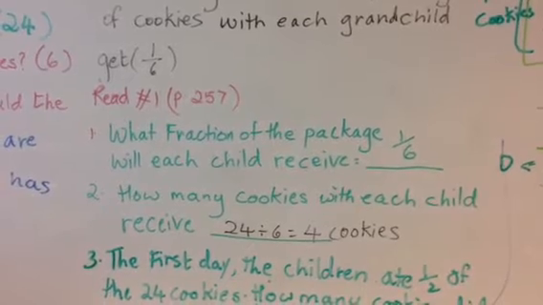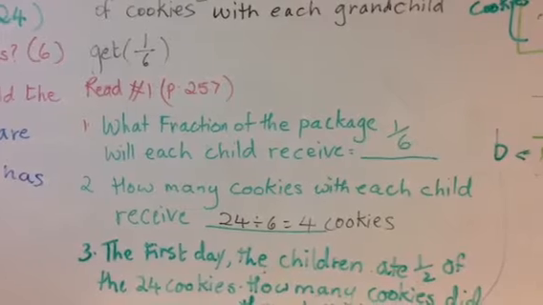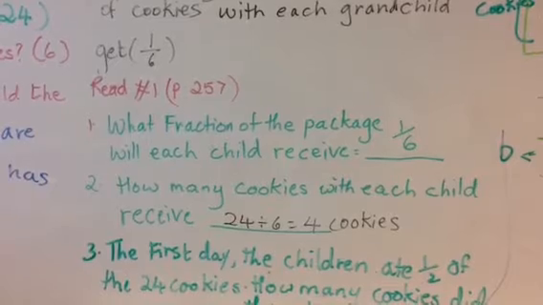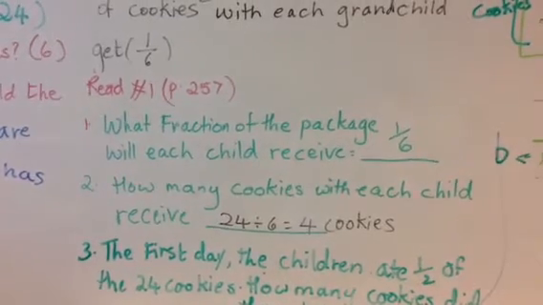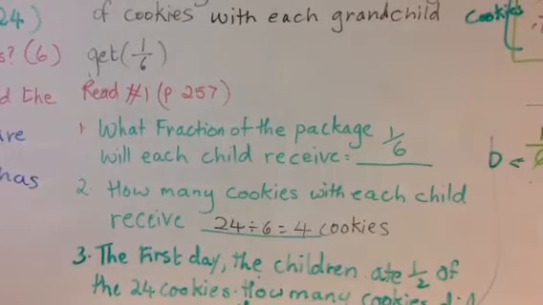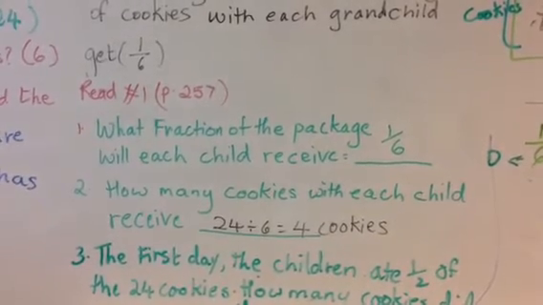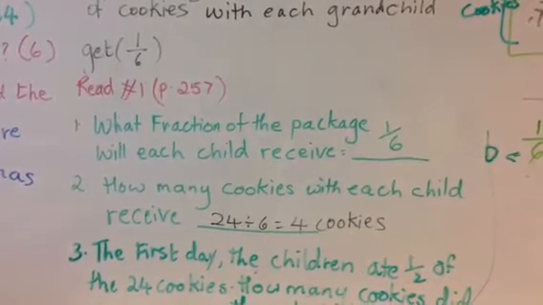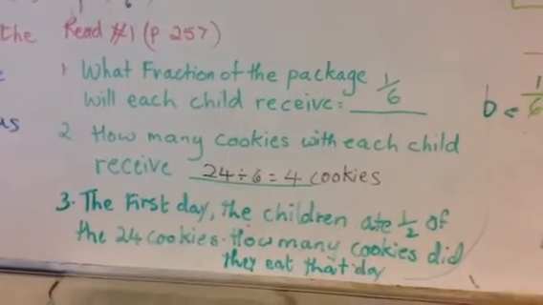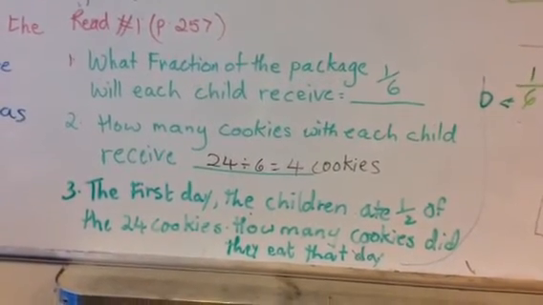Okay, number 2. How many cookies will each child receive? So altogether you have 24, so you have to divide it into 6. Remember the picture I made with circles? You can do it that way, or you can use division: 24 divided by 6, or how many times 6 gives you 24. That's 4 times 6 gives me 24. So 24 divided by 6 equals 4 cookies. Did everybody understand?